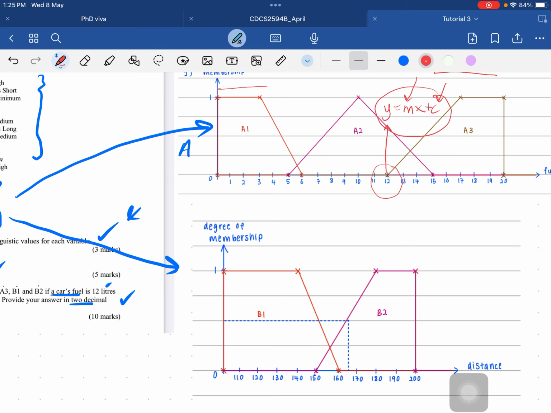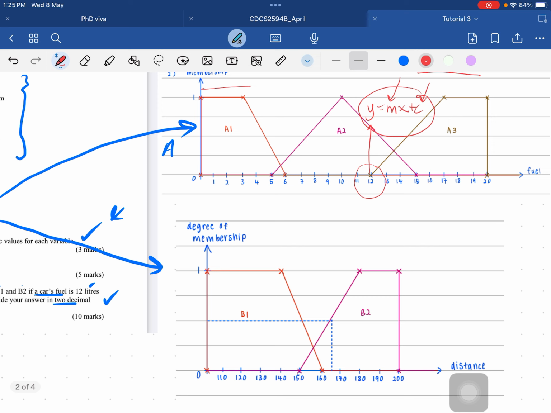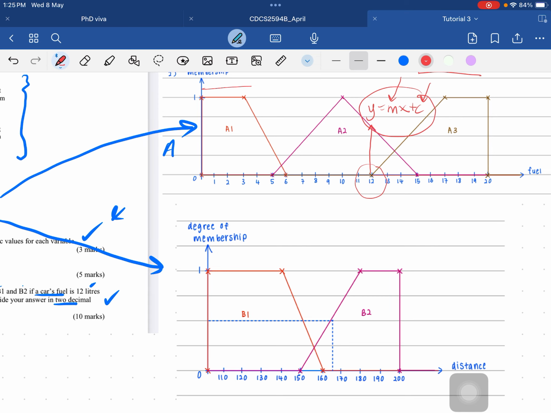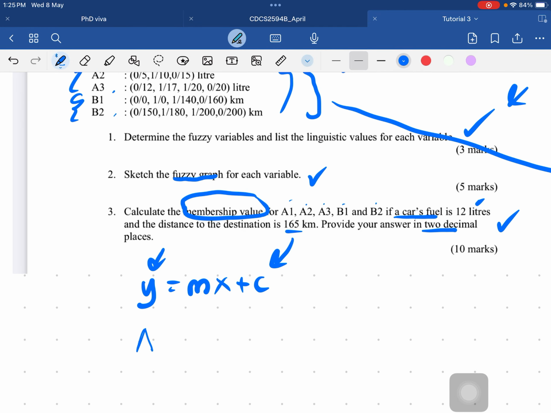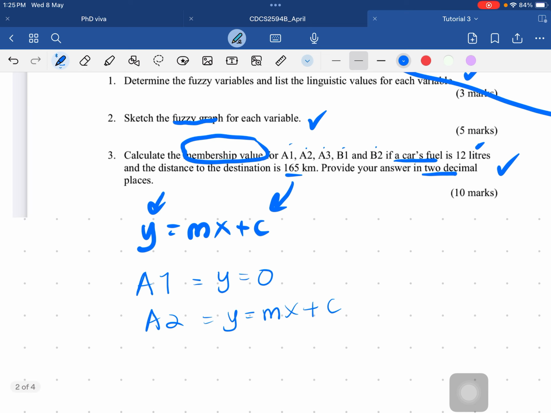So what about A3 here? A3, the membership value for 12 would be 0 as well. Because if you can imagine the graph here, it looks something like this. Okay, so 12 falls here, that is equal to 0. So meaning that what you need to do is you need to provide the answer for A1, y equal to 0. A2, you need to calculate it using y equal to mx plus c. And A3, you need to say that y is equal to 0 as well.